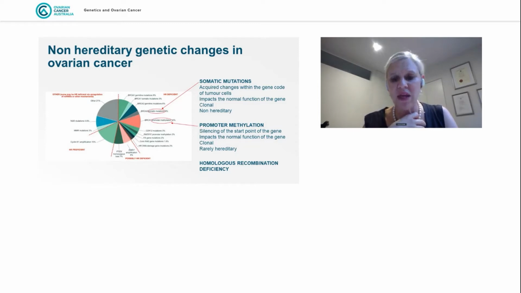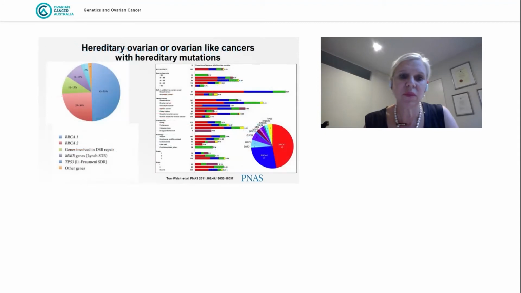And then we're also going to focus on this concept called homologous recombination deficiency, or HRD. So hereditary ovarian or ovarian-like cancers, so just to remind you, as Marion has said, when we're talking about ovarian cancers, we're including tumours that have arisen from the ovary, tumours that have arisen from the fallopian tubes, or tumours that have arisen from the blanket covering of the abdominal cavity known as the peritoneum or primary peritoneal cancer.